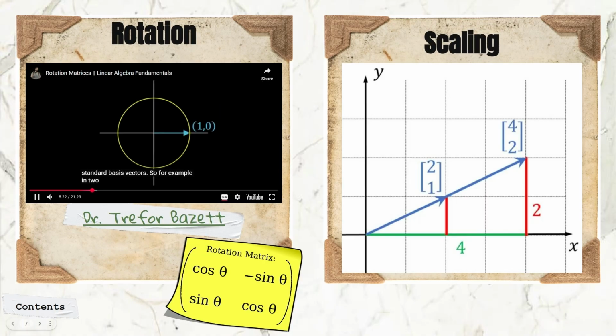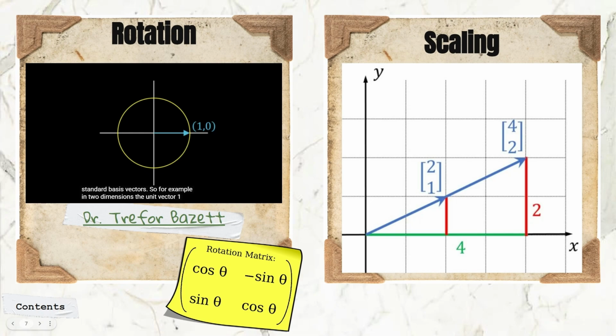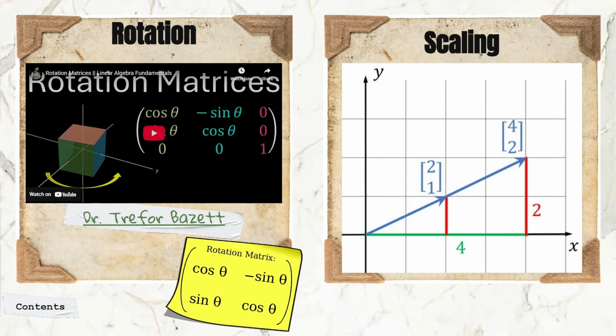For example, in 2 dimensions, the unit vector (1, 0), my first so-called standard basis vector, when it gets rotated counterclockwise by theta, ends up at the point (cosine theta, sine theta). That's just the definition of what cosine and sine are. Similarly, the other standard basis vector, (0, 1), rotates and ends up at the point (minus sine theta, cosine theta). So what is the matrix for a 2-dimensional rotation? You just put those four numbers together, and this gives our matrix representation for a rotation.